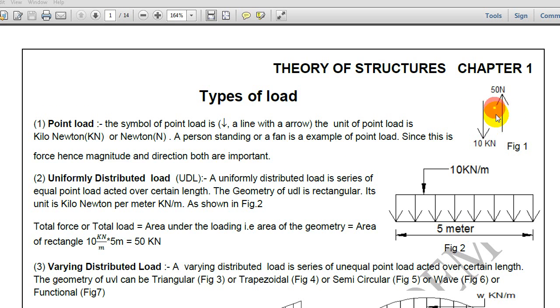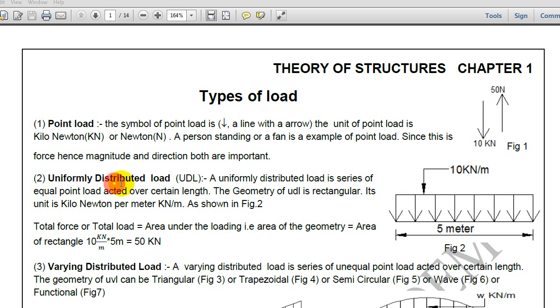It is denoted by an arrow, and the direction of the arrow shows the application of the load. If the load is acting downward, it will be shown by the downward arrow, and if the load is acting upward, it is shown by the upward arrow. The unit of force we will always take in our course will be kilonewton or newton, and in most of the cases I will be taking the upward as positive.